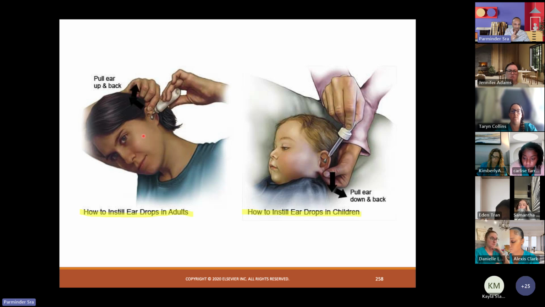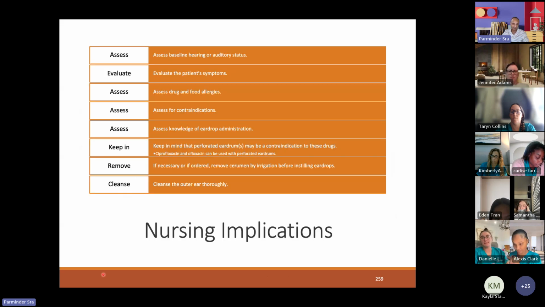Yes? Okay. And then you can tell them to lay down sideways and instill the number of drops needed, and just tell them to stay in that position for maybe 5 minutes so that the drug can be absorbed. This is a very important point. They ask questions on this all the time.